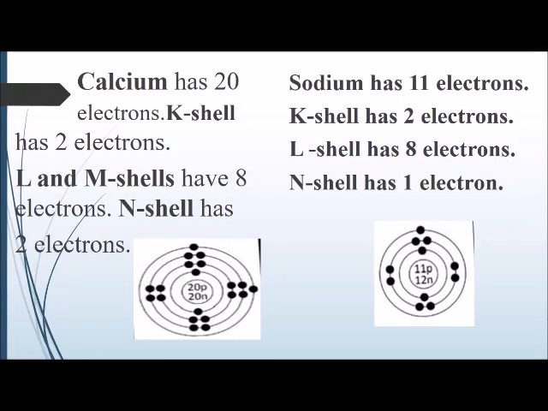Calcium has 20 electrons. 2 will be accommodated in K shell. 8 will be accommodated in L and M shells each. So they become 18 now. 2 are left, which will go in N shell. See, sodium has 11 electrons. 2 will be accommodated in K shell. L shell has 8 electrons and the next shell has only 1 electron.